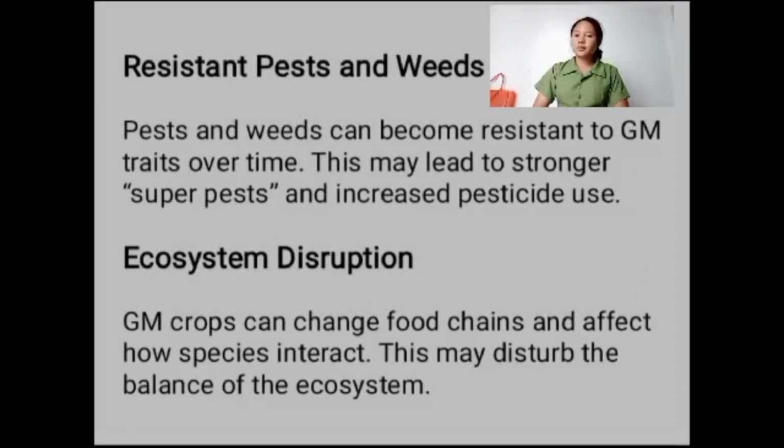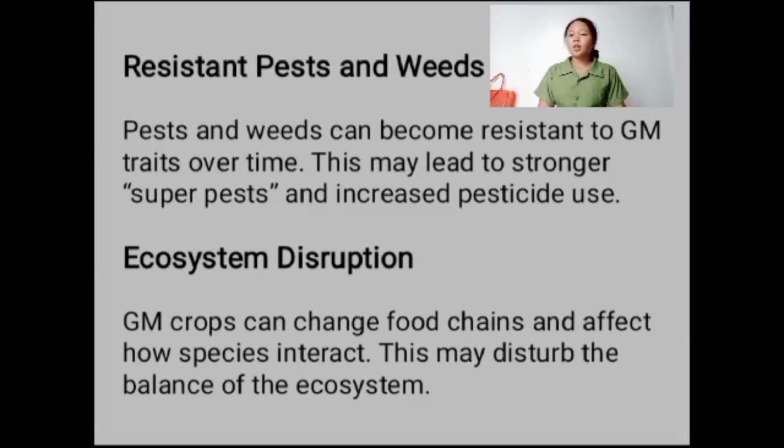Resistant pests and weeds. Pests and weeds can become resistant to GM traits over time. This may lead to stronger superpests and increased pesticide use. Some GM crops are designed to kill insects or survive herbicides. However, pests and weeds can slowly adapt over time, just like bacteria can become resistant to antibiotics. When this happens, farmers may need to use stronger chemicals, which can increase environmental damage.